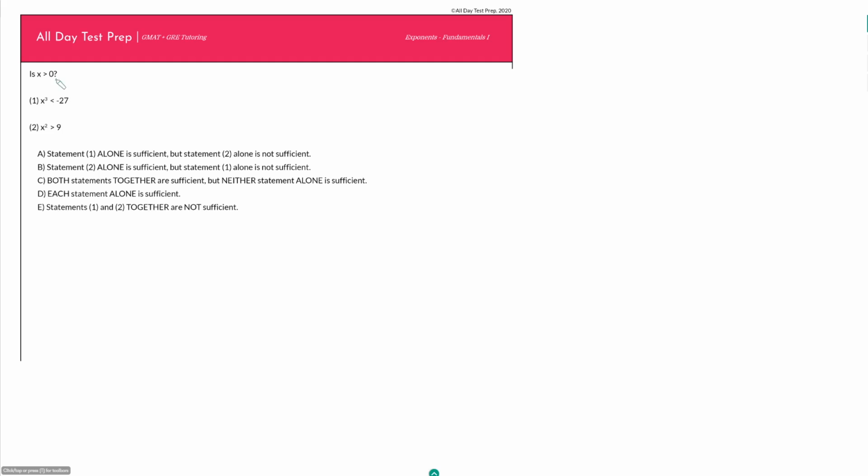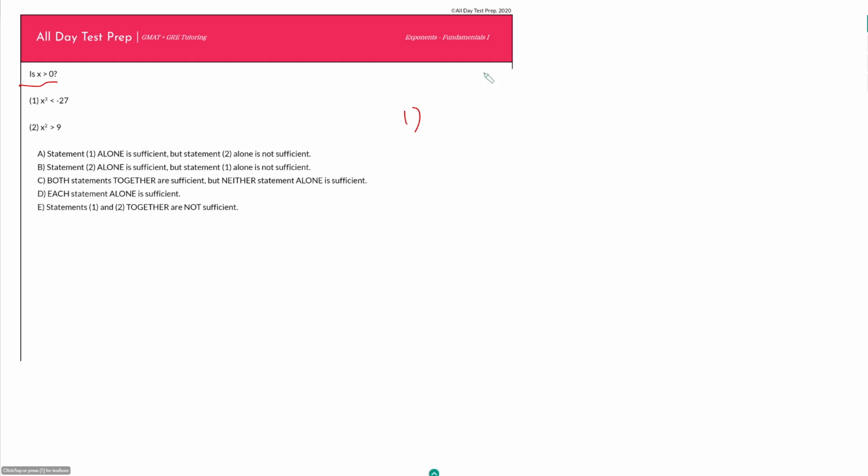Just from the prompt, I am being tipped off that this is not really an exponent question in the sense that we're not going to be expected to solve for an exponent or the power of any exponent. This is really more of a number properties question. If it's asking me, is x greater than 0, it's testing my understanding of positivity and negativity and how that relates to exponents, whether your exponent is even or whether your exponent is odd.